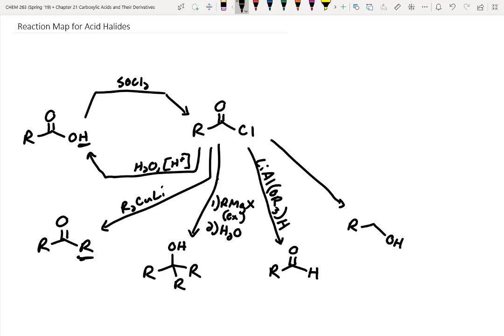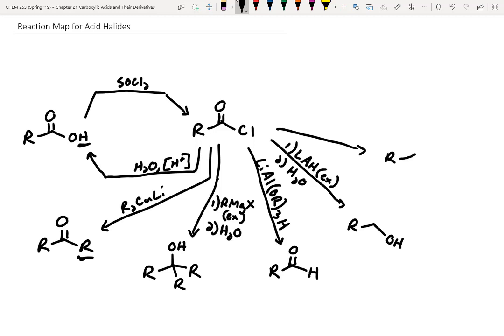Doesn't the 3 have to be outside? Oops, sorry, you're entirely right. OR3H, perfect. If we want to go to a primary alcohol, we can purposely overshoot it with LAH because we're just trying to get to the alcohol, followed by water. So that's pretty good.